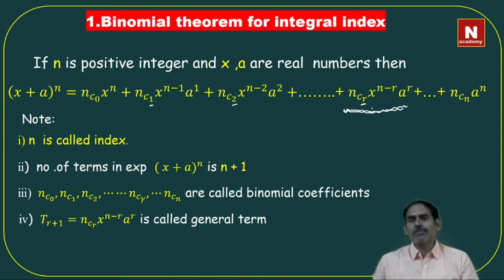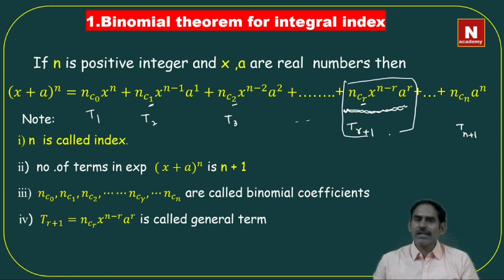So this is called r plus 1th term. Why? Because suffix is 0 but this is first term. Here nC1 suffix is 1 but this is second term. That means 1 plus 1, 2. Here suffix is 2 but third term. This is the number of terms if you count 1, 2, 3 and so on. What about this term here? Suffix r. That's why this term is known as r plus 1th term. And so on. This is already n plus 1th term, last term. So this term, r plus 1th term, is called general term.